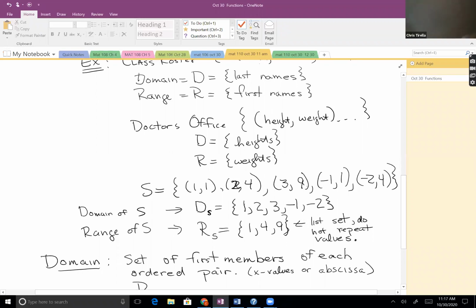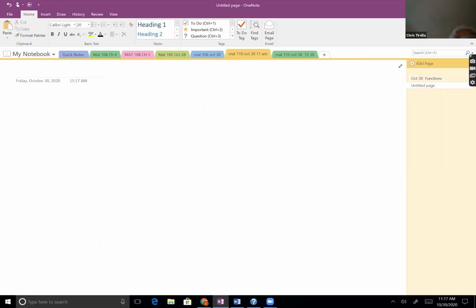Everybody all right with those definitions so far? Yeah. Great. Then I'm going to turn the page and we're going to graduate from relations to something called a function. A function is a relation. We're saying that a function is a set of ordered pairs, but it's got a special criteria set.